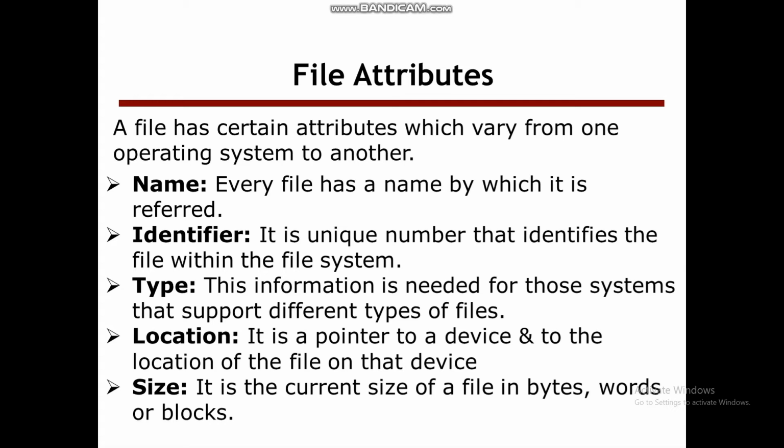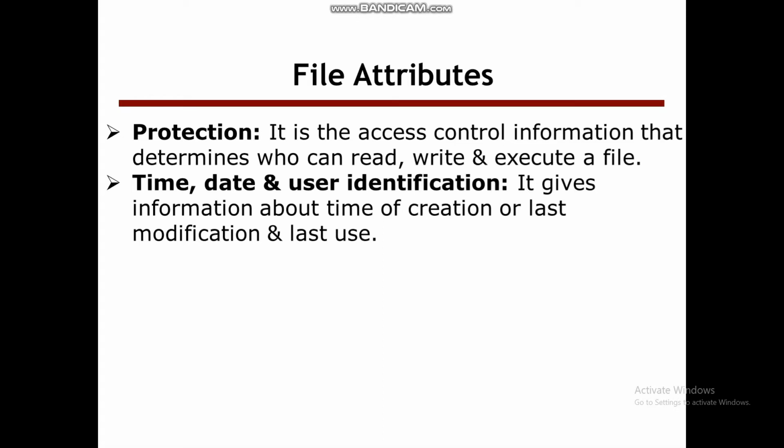Size, we all know that we see the file size in KBs, MBs, GBs and so on. It's the size of the file in bytes or words or blocks. Then protection is the access control information that determines who can read, write and execute a file, that is, permissions on the files. Then time, date and user identification give the information about time of creation of the file, last modified time and the last usage time. So all these are file attributes.